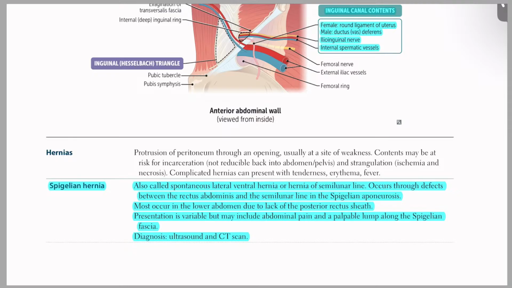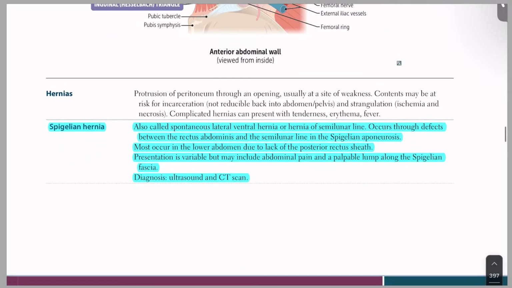Spigelian hernia, also called spontaneous lateral ventral hernia or hernia of the semilunar line, occurs through a defect between the rectus abdominis and the semilunar line. In the Spigelian aponeurosis, most occur in the lower abdomen due to lack of posterior rectus sheath. Presentation is variable but may include abdominal pain and a palpable lump along the Spigelian fascia. Diagnosis: ultrasound and CT scan.